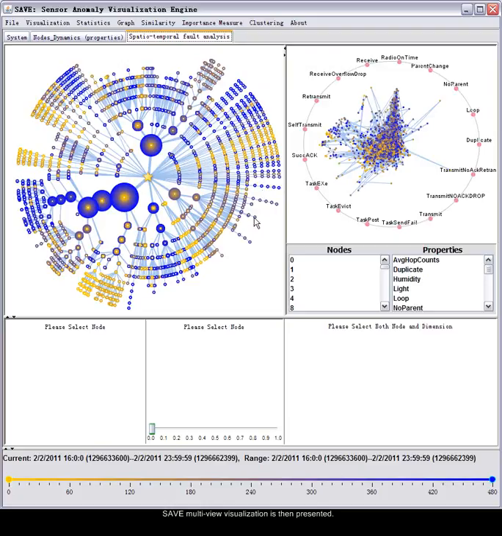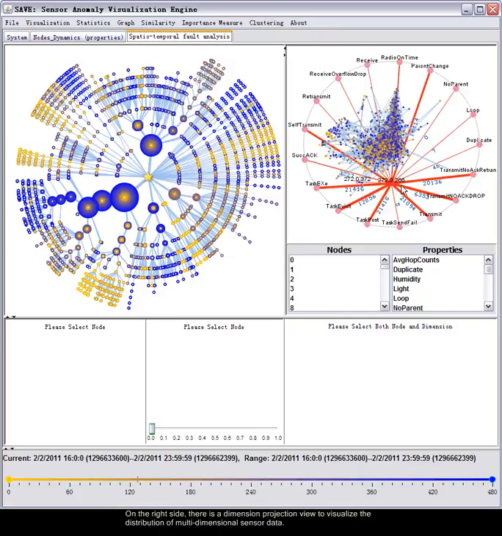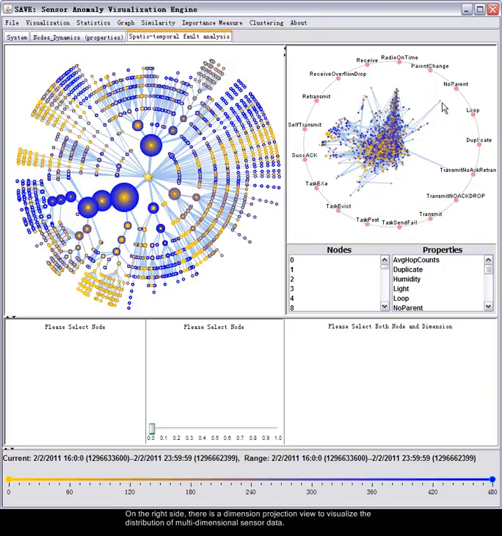SAVE's multi-view visualization is then presented. The major view in the top left renders the temporal expansion graph showing the routing topology. On the right side, there is a dimension projection view to visualize the distribution of multidimensional sensor data. On the bottom, several special-purpose views are attached, including the Eagle view, correlation graph view, and the detailed trend charts.